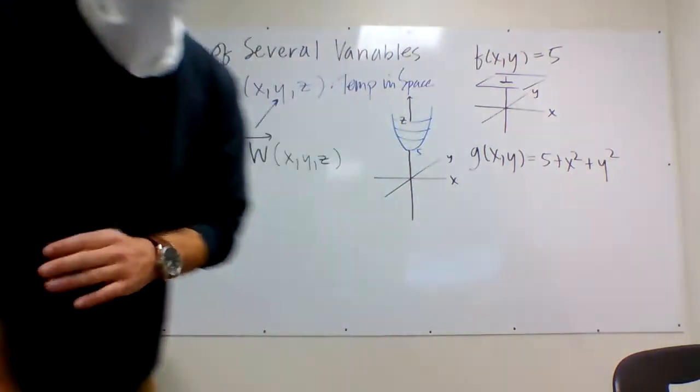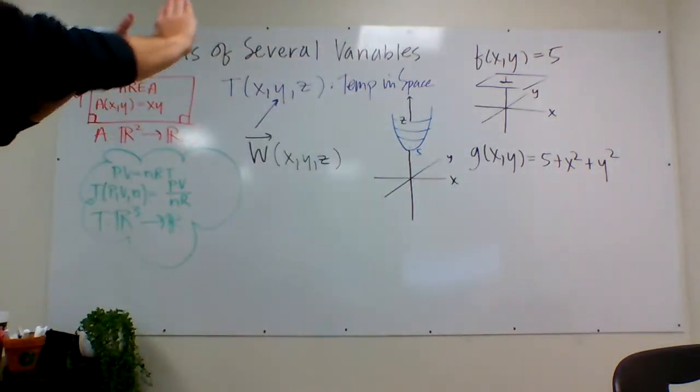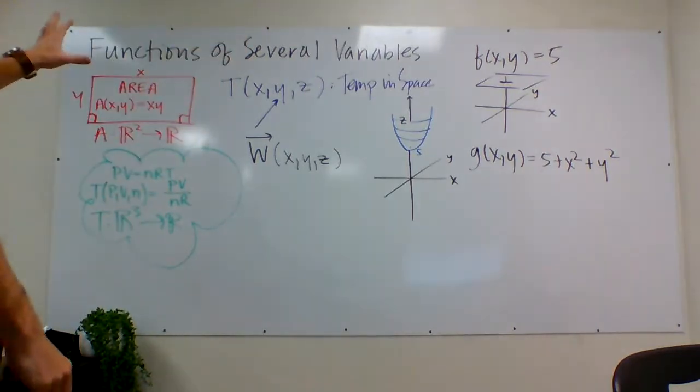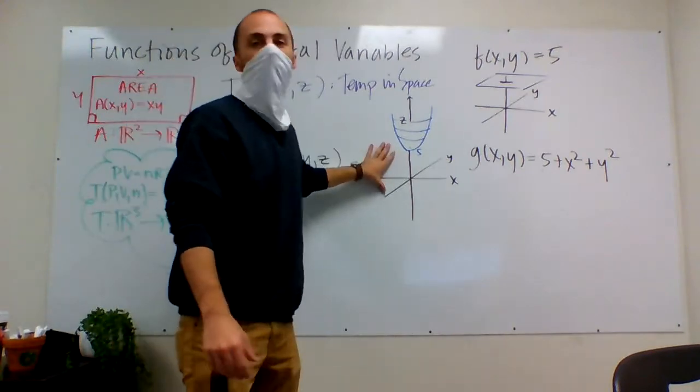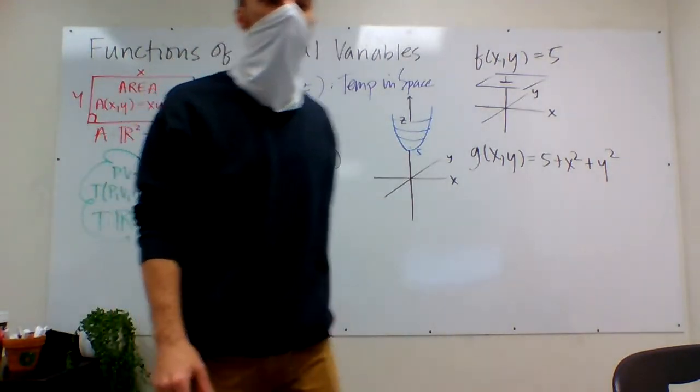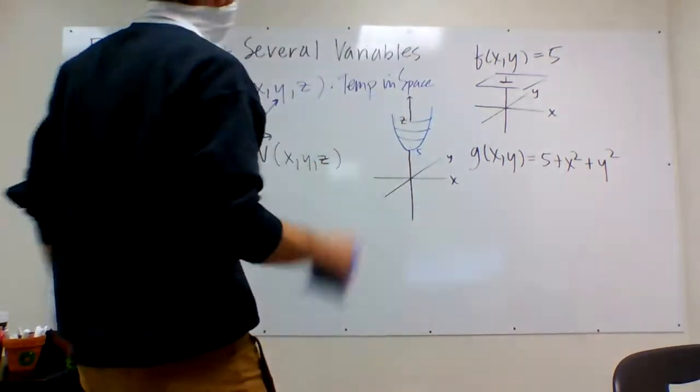So, okay, here we've drawn a graph. I'm going to take away f of x and y equals 5 and all of these examples over here, but I am going to leave g and its picture because I'm going to be talking about this function quite a bit more.